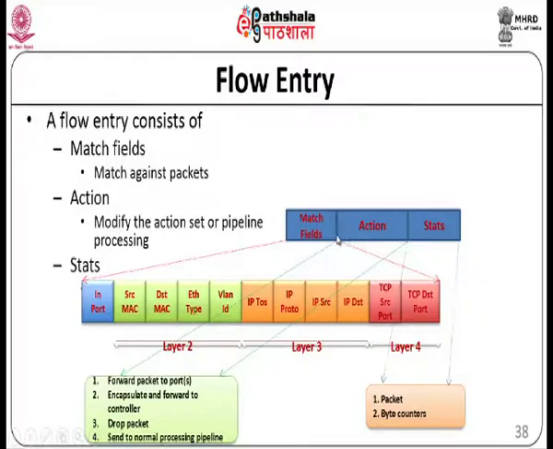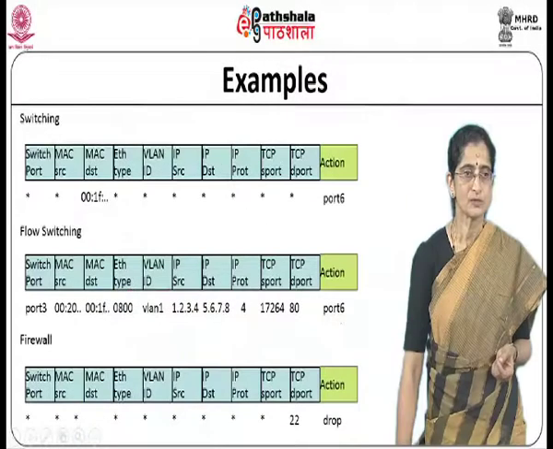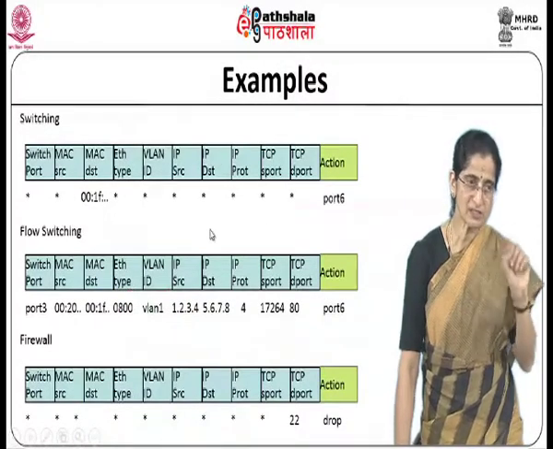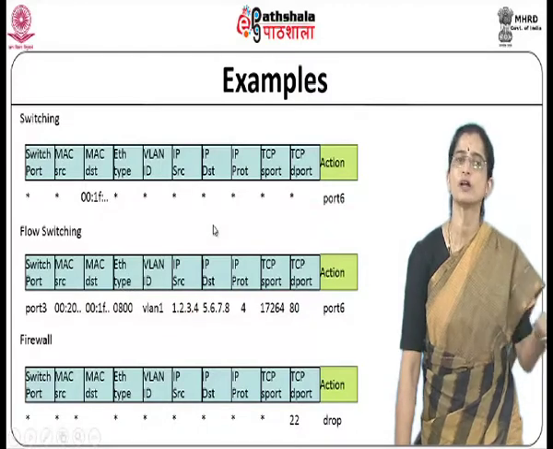So, based on this you can have an action which says forward packet to port, or encapsulate and forward to controller, drop packet, send to the normal processing pipeline; any action we can specify. And statistics here may be something like how many packets have gone through this rule or how many bytes have been transferred using this rule and so on. So, this is an example of how I can use these bit patterns to do whatever function I want.